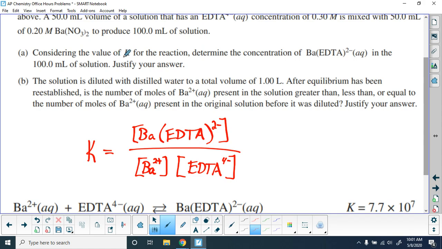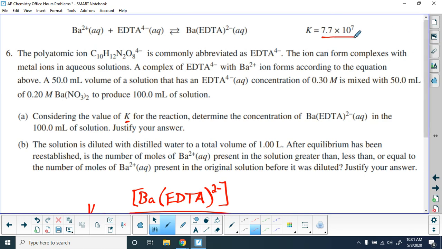For part A, it says considering the value of K. What does that mean? Well, let's consider that value right now. What does this really large value mean? This means it's very, very product favored. Determine the concentration of BaEDTA in the 100 milliliters of solution and justify your answer. So this is what that means when you consider that.